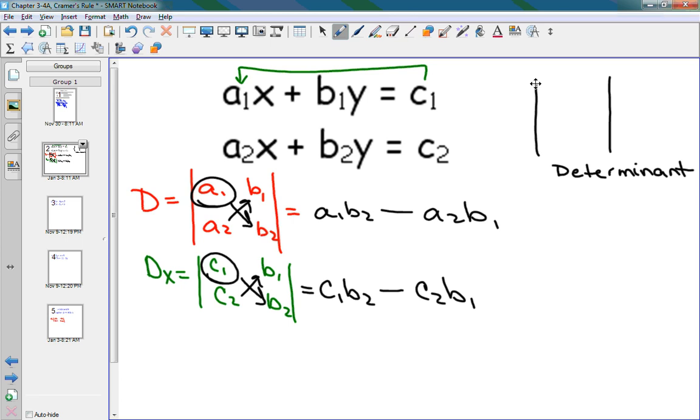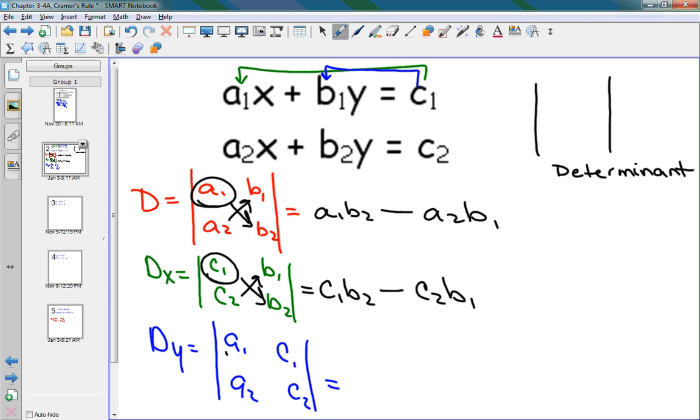Again, what type of outcome are you going to have here? Numerical, okay? And the last one that you're going to do is Dy. Well, just like with our x's, we got rid of our x coefficients and replaced them with what? Our c constants. So how am I going to do my Dy's? I'm going to get rid of my coefficients of my y's, which are my b's, and I'm going to replace my b's with c's. So now, what is going to be inside my bars? A1 and A2 for the x positions, and then the y positions? C1, C2, very good.